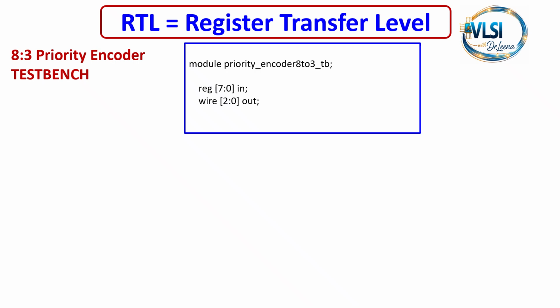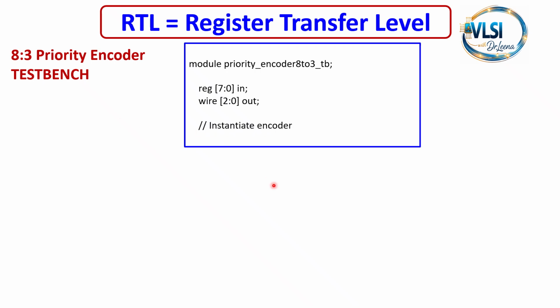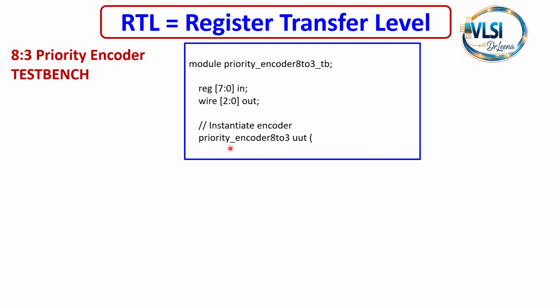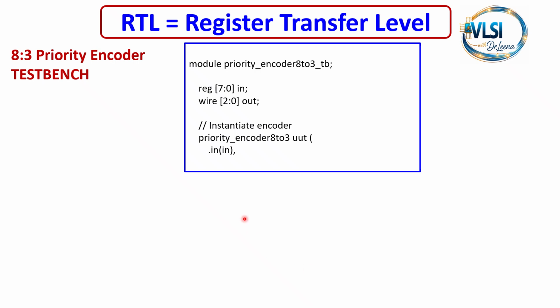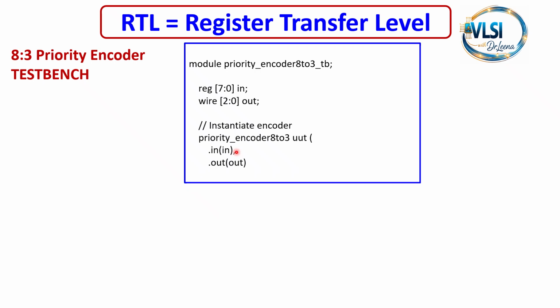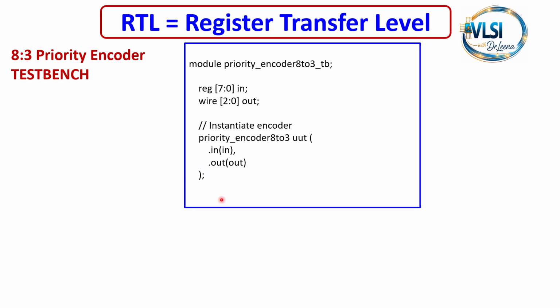After assigning the inputs and outputs, obviously we need to instantiate the module inside the test bench. So we are giving the module name and UUT, that is unit under test, and opening the bracket. Then the test bench IN is connected with the module IN, and the test bench out is connected with the module out, and we close the instantiation. The very basic steps are to assign the input and output using reg and wire, and then instantiate the module into the test bench.